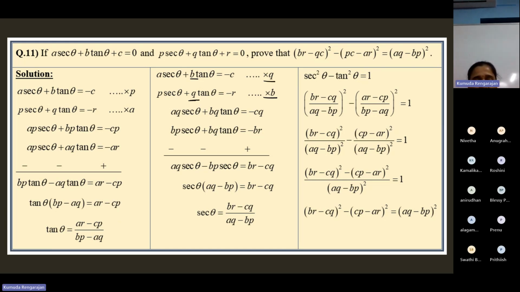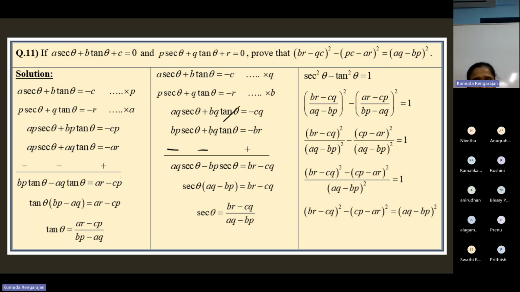So the first equation will be A into Q, AQ secant theta, B into Q, BQ tan theta is equal to minus C into Q, minus CQ. And the second equation, B into P, BP secant theta plus B into Q, BQ tan theta is equal to minus R into B, minus BR or minus RB. Again, BQ tan theta, BQ tan theta. You cannot cancel, they are alike, but you cannot cancel because they should have the opposite signs, right? So we change the signs throughout.